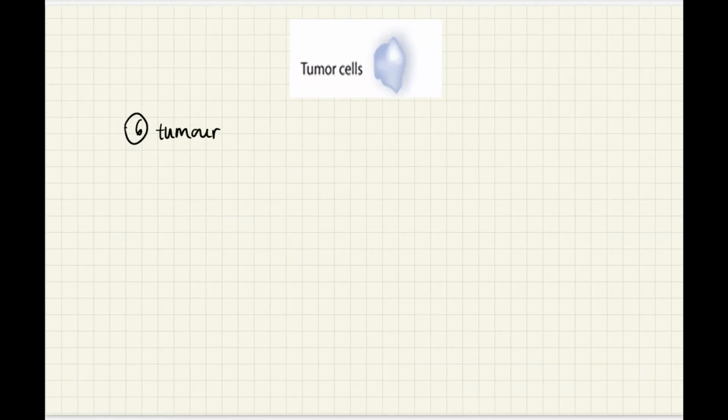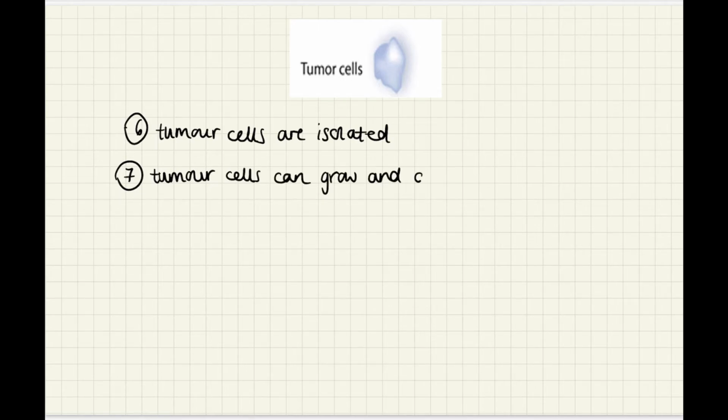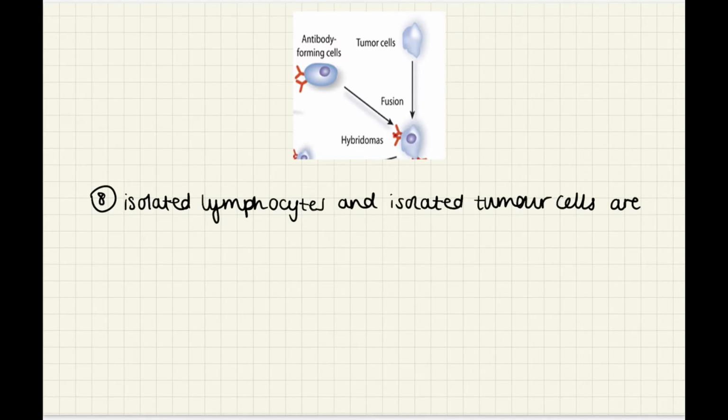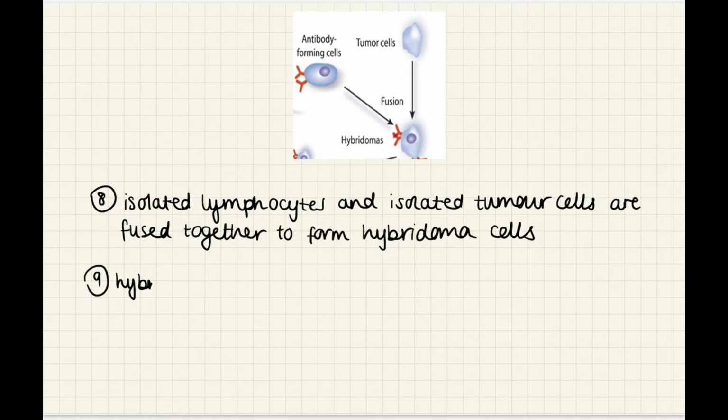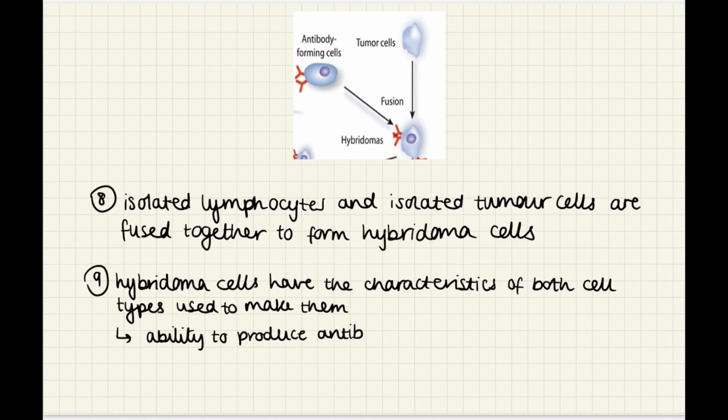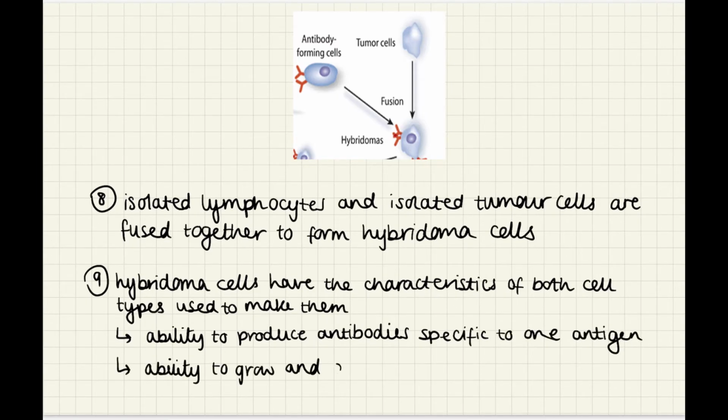Next, some tumour cells are isolated. So from a cancerous tumour, some cells are taken. And these tumour cells can grow and divide rapidly. Now we have isolated some lymphocytes and we have isolated some tumour cells. We fuse these two together to form what are called hybridoma cells. Now these have the characteristics of both lymphocytes and tumour cells. So they can produce antibodies specific to one antigen, the one that the mouse was injected with initially, but they also have the ability to grow and divide rapidly.